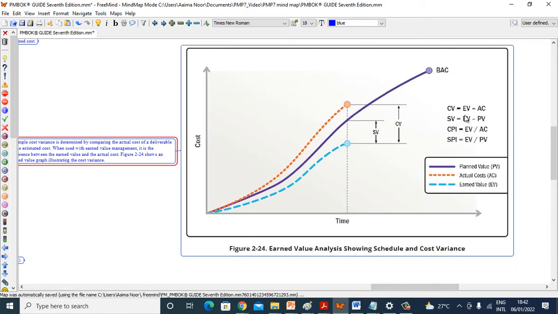Cost variance is equal to earned value minus actual cost. Schedule variance is equal to earned value minus planned value. And cost performance index is earned value divided by actual cost, and schedule performance index is earned value divided by planned value.